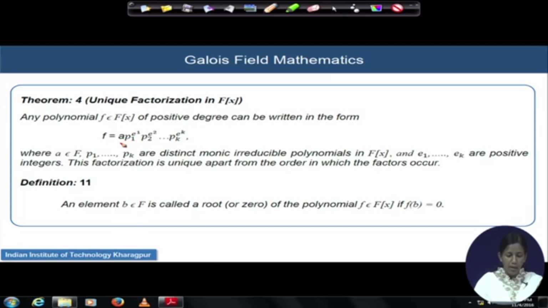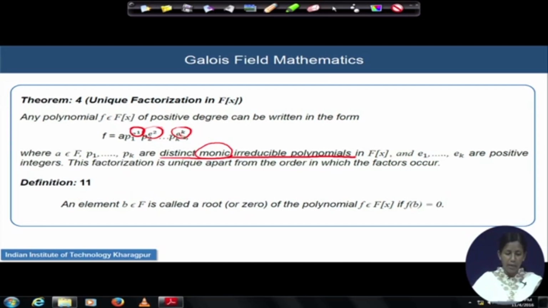What is this A? A is a polynomial which belongs to capital F, and P1 to Pk are the distinct monic irreducible polynomials. Monic means the leading coefficient of those polynomials is equal to 1, and each of these polynomials is irreducible, and the exponents are all positive integer values. If this is the situation, then this factorization is unique apart from the order in which the factors occur. So, this is called the unique factorization rule.